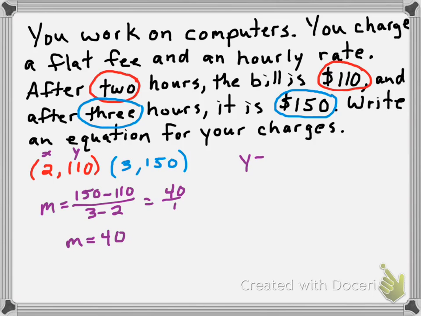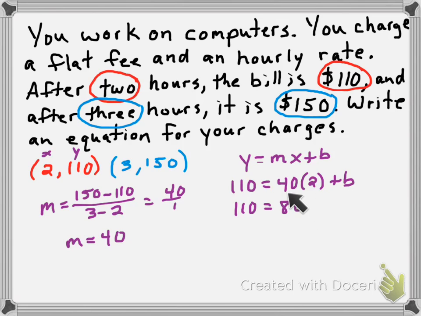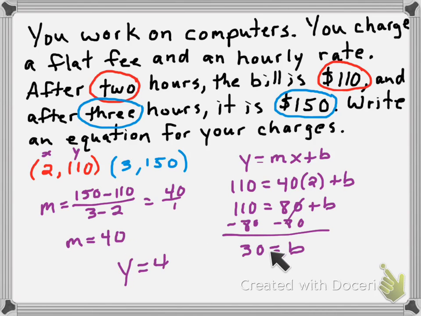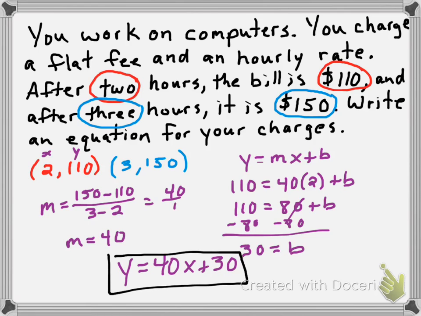Then I have an x and a y. I'll use these two just because they happen to be smaller. So I'm going to plug in the x and the y and the m. The y was 110, the m was 40, the x is 2, and I don't know what the b is. That's what I'm trying to find out. So 40 times 2 is 80. So really this is 110 equals 80 plus b. So I need to subtract the 80 to get rid of it. And I get b equals 30. So now that I have m and I have b, I can write my equation. Y equals 40x plus 30.